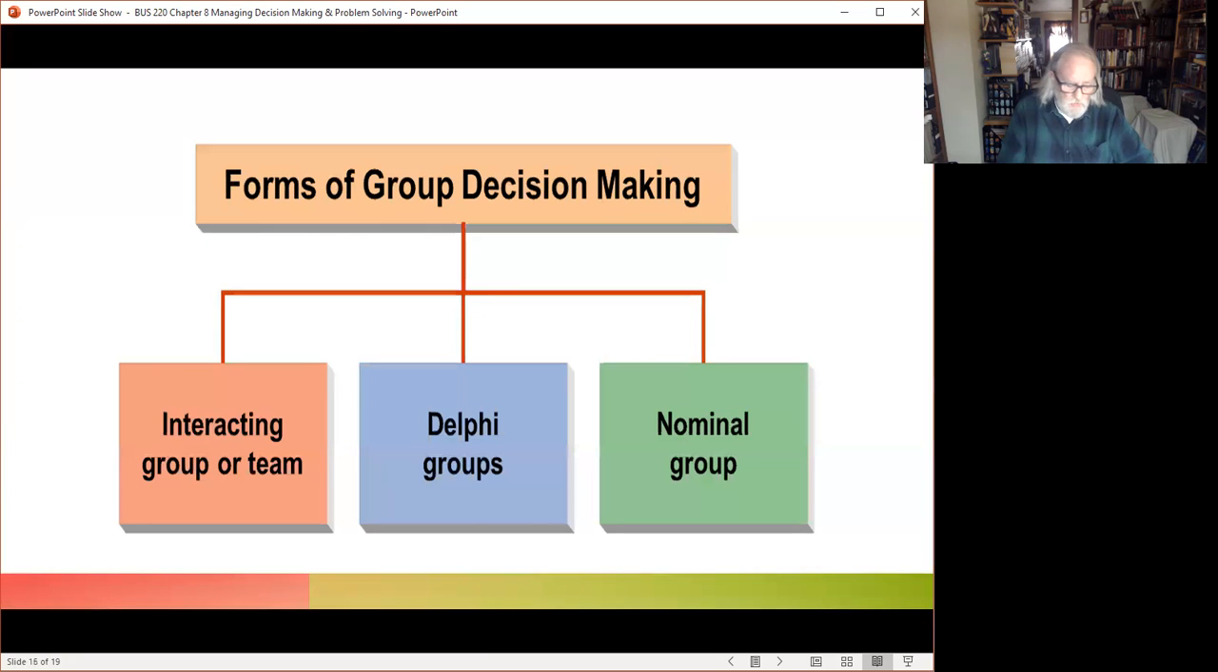An interacting group or team consists of a newly formed group that has been created for some specific reason. They need to make a decision on some matter, and then when they're done, the group will disband. It should be composed of diverse members whenever possible from across the firm. You would make decisions about who to include, but it's mainly what we would call an ad hoc group.